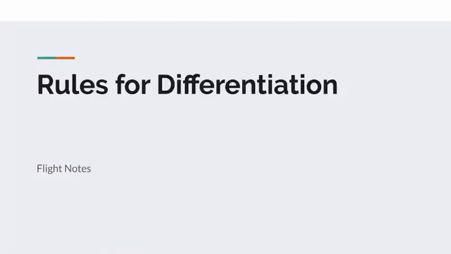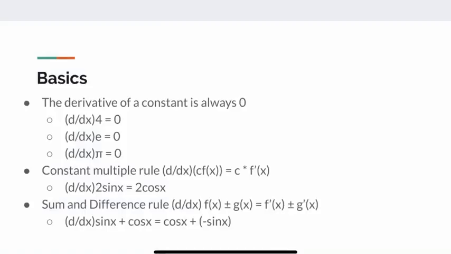Today we will be going over rules for differentiation. So for the basics, the derivative of a constant is always 0. Here are just 3 examples of random constants. One of the most basic things to know about derivatives is that the derivative of a constant should always be 0, no matter what. Another important thing to know is the constant multiple rule.